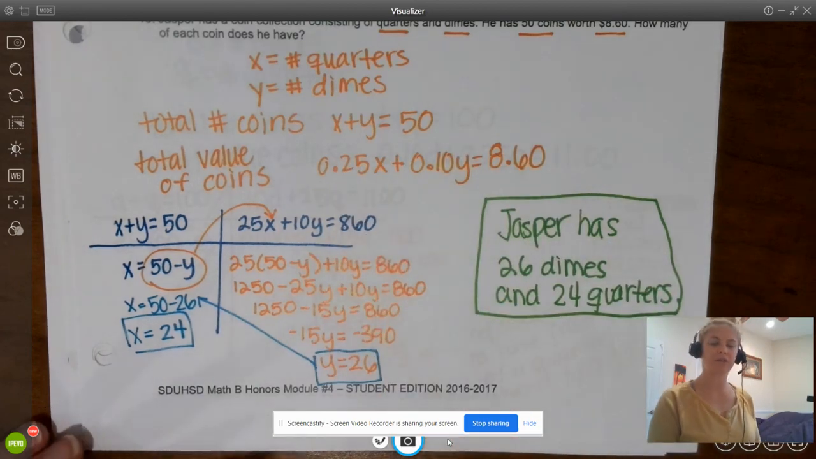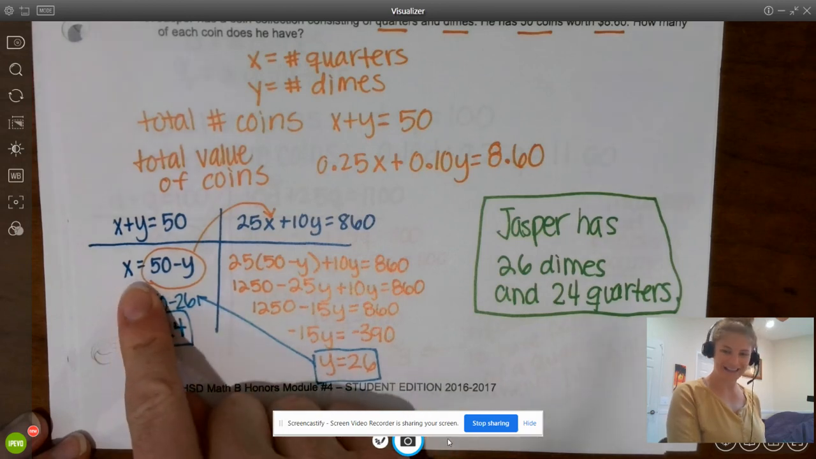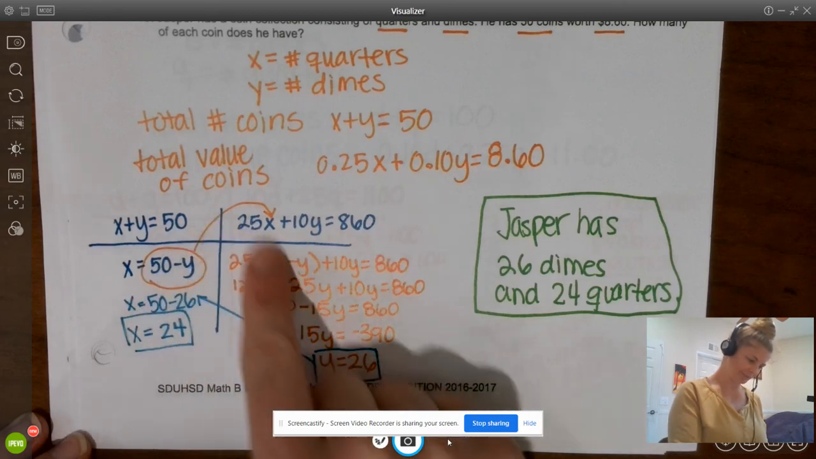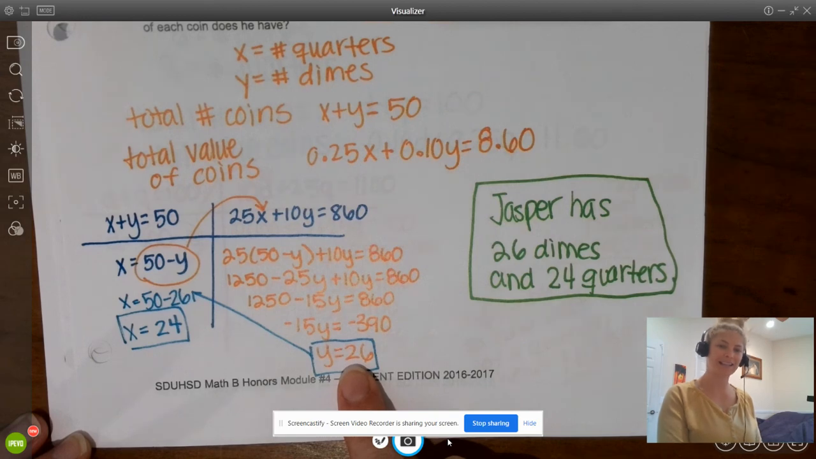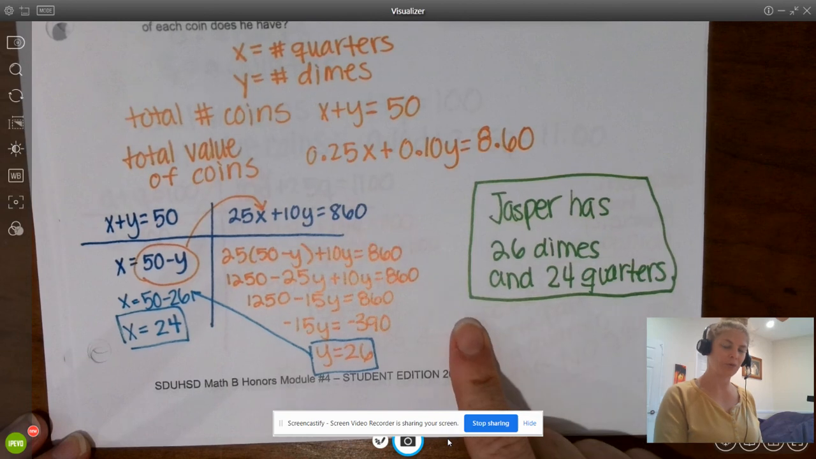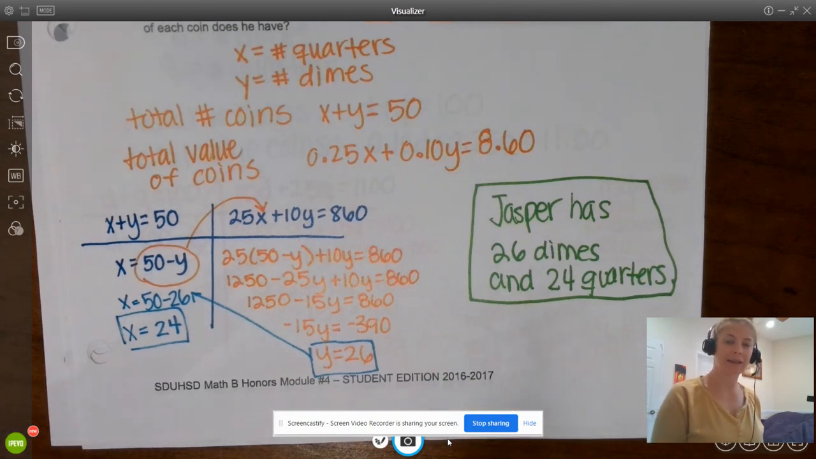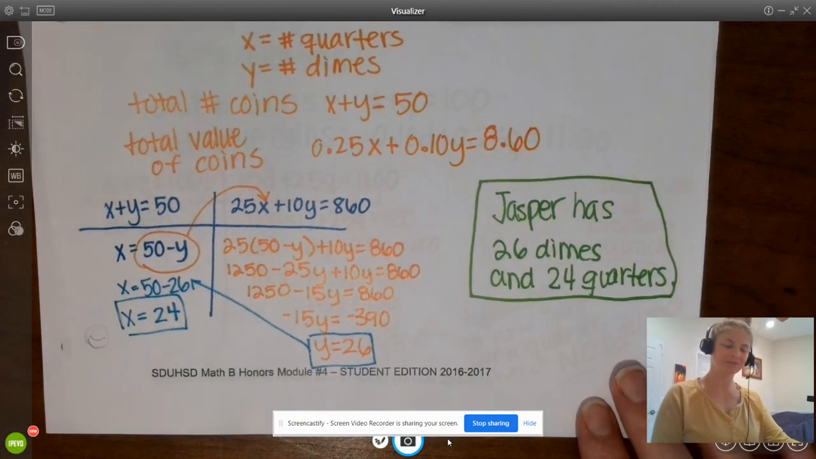From here, you could have used elimination or substitution. I chose substitution. I isolated X in my total number of coins equation, substituted that in, to have one equation with one unknown to solve for Y to be 26, substitute that back in to solve for X, and wrote my answer in a beautiful sentence. Jasper has 26 dimes and 24 quarters. Also, double check that this makes sense. The one I like checking is the value of the money.